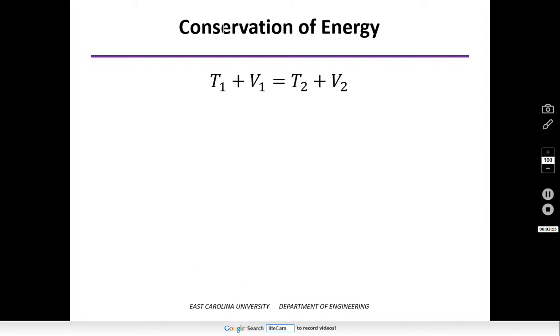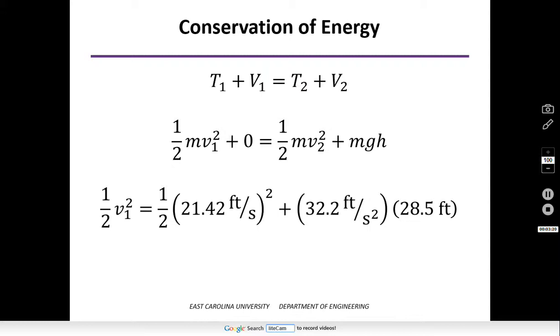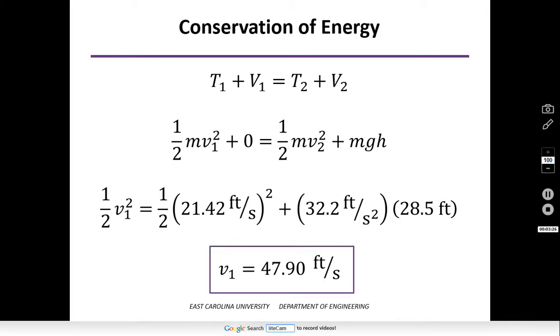We know what the height is, and we also know, again, what the velocity is at the top of the loop. So, applying our conservation of energy equation and plugging in all of our known values, the only unknown, as we said, is the velocity at the bottom of the loop, and we can solve for that, and it works out to just slightly under 48 feet per second.